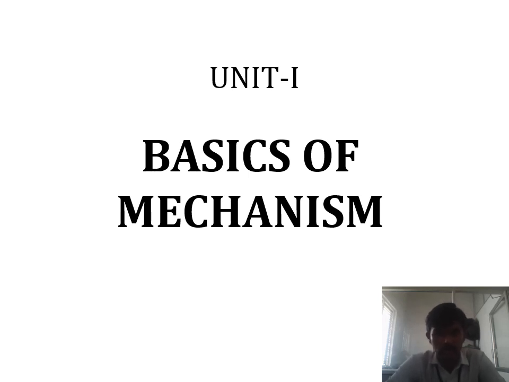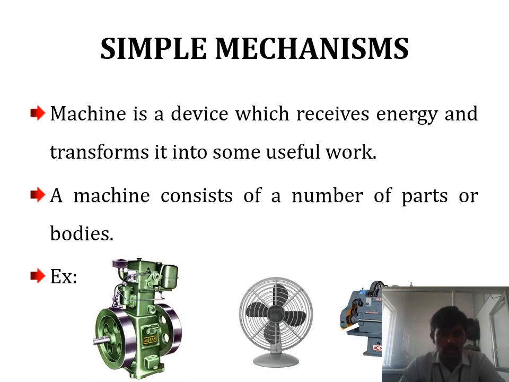Okay, students. So we discuss the topic basics of mechanism. First of all, we discuss what is meant by a simple mechanism. First, the machine. A machine is a device which receives energy and transforms it into some useful work. A machine consists of a number of parts or bodies. For example, an IC engine, a fan. So every machine has several parts.